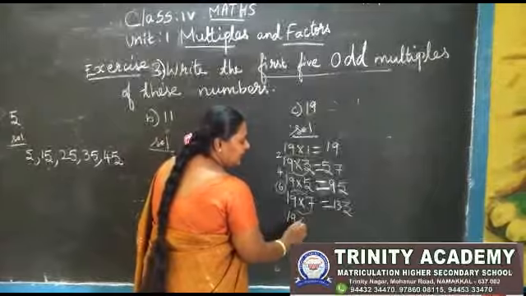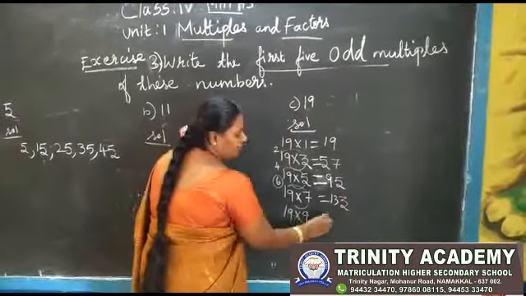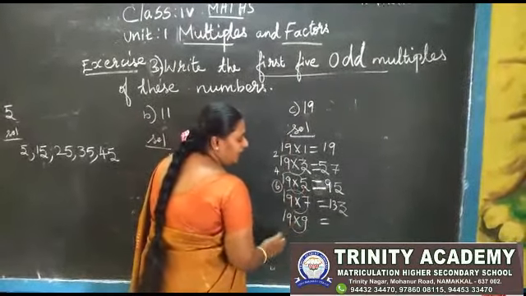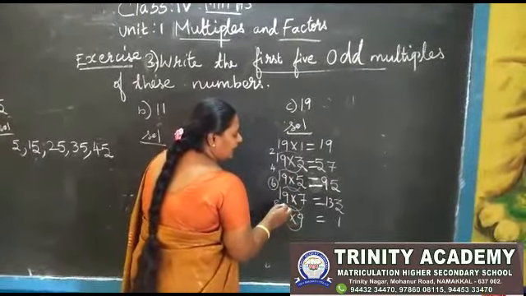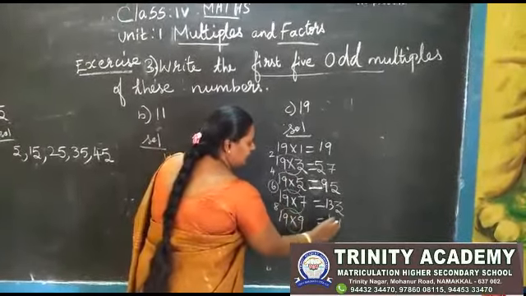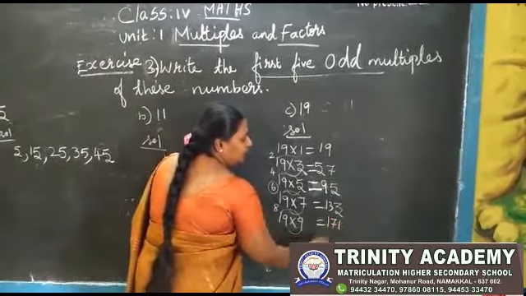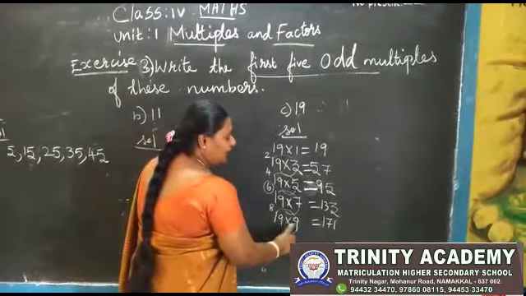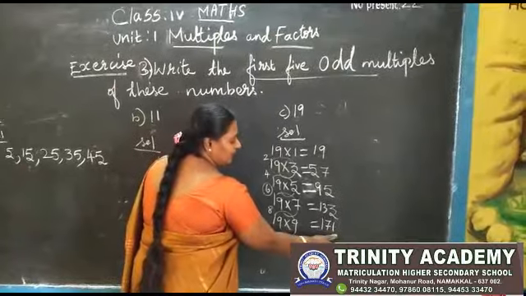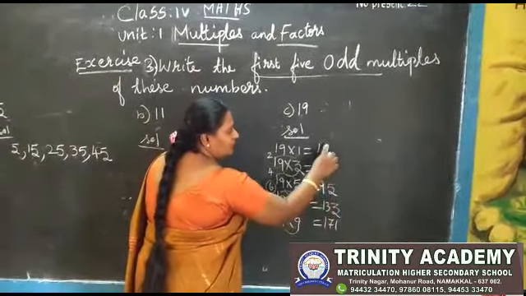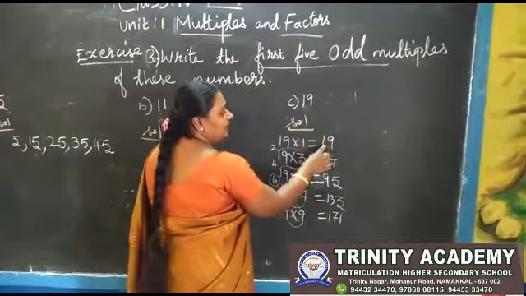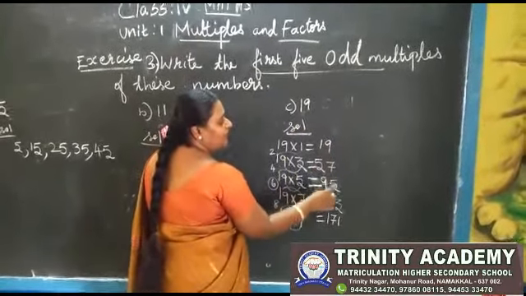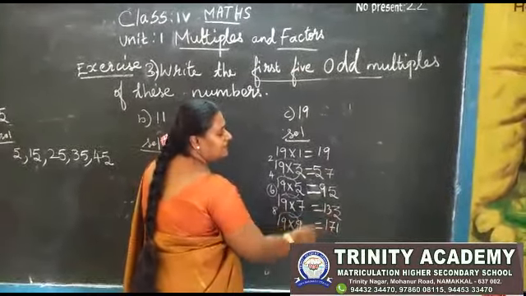So next, 19 into 9. 19 into 8 we cannot multiply. So 9 9s are 81. 8 carry over, 9 ones are 9, 9 plus 8 is 17. So therefore 19 into 9 is 171. So the first 5 odd multiples of 19 are 19, 57, 95, 133, 171.